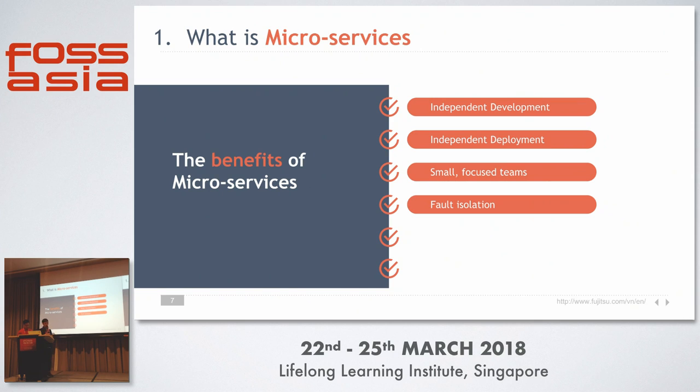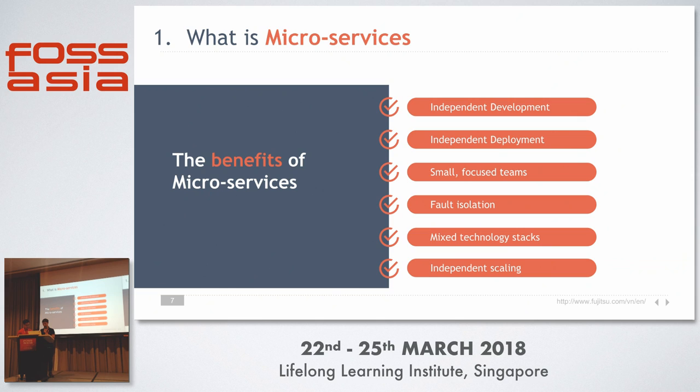Fail isolation with microservices: normally, we have a separate solution for each service. So it means when one service dies, it will not affect the whole application. Mixed technology stack: you can decide which technology to choose to get the best performance for each service. Independent scaling: when we have a lot of users using the application, you can scale out each service to respond to API requests from users. That is microservices and its benefits.